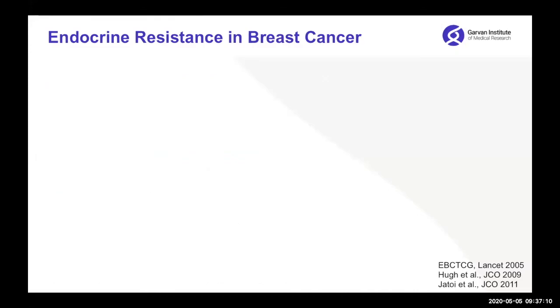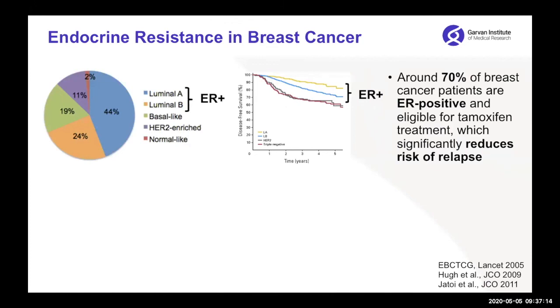So breast cancer is a leading cause of cancer-related deaths worldwide, but around 70% of all breast cancer patients are estrogen receptor positive. And these patients will receive some kind of endocrine treatment. And as you can see on the Kaplan-Meier plots, this treatment significantly reduces the risk of relapse.